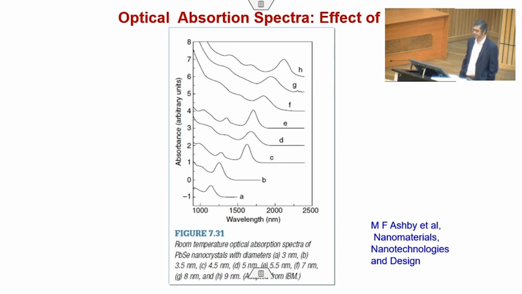The effect is more visible in the picture shown here. This is the room temperature optical absorption spectra of lead selenide nanocrystals with different diameters. Starting from A corresponding to 3 nanometers, and H corresponding to 9 nanometers. B is again 3.5, this is 4.5, this is 5, this is 5.5, 7, very closely spaced size ranges of lead selenide crystals.